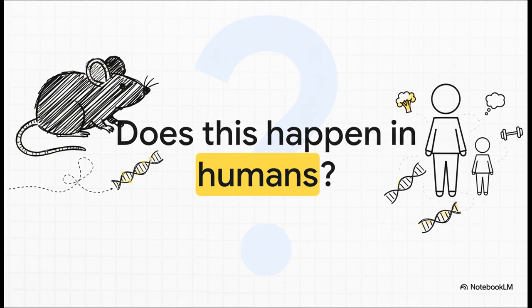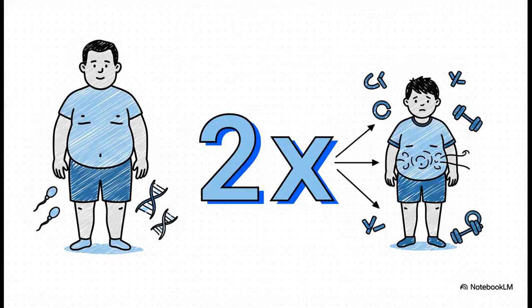But I know what you're thinking. Does this have anything to do with us? Does a dad's health right around the moment of conception actually matter for his child? The answer seems to be a big yes. The data from human studies is, well, it's pretty stark. A father's body mass index, or BMI, at the time of conception is a huge deal. In fact, if a father is overweight, it doubles his child's risk of developing obesity and related metabolic issues later in life. That is not a small number.